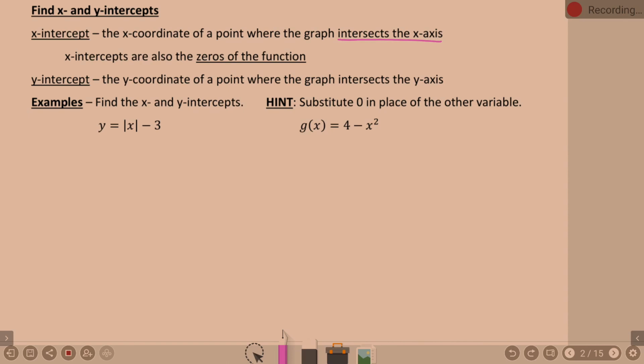Good vocabulary to realize: x-intercepts are also called the zeros of a function. So that's a good vocab word. You might see, like in a standardized test or something, where they ask you to find the zeros. So just connect that a zero on a graph is just where it crosses the x-axis. Y-intercept, of course, is the y-coordinate where the graph intersects the y-axis.